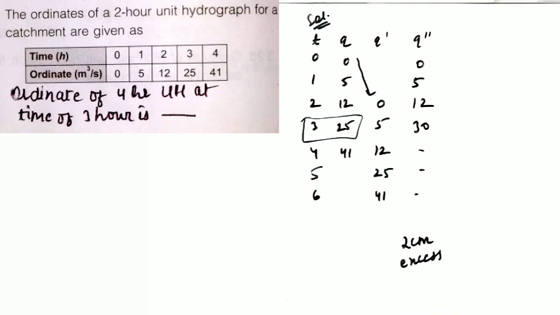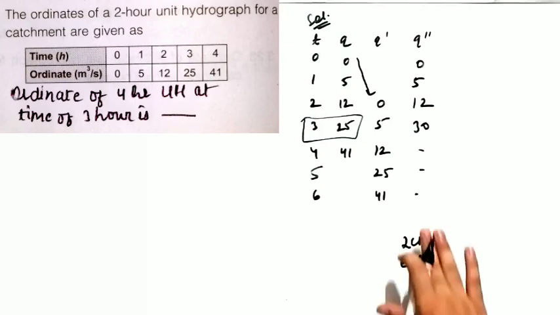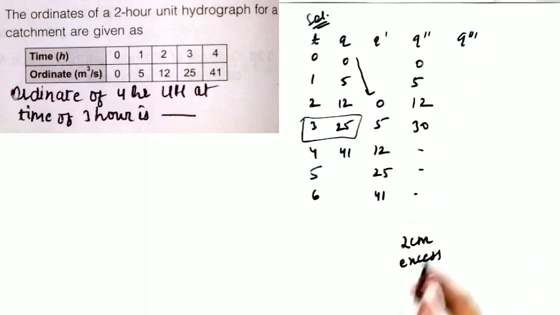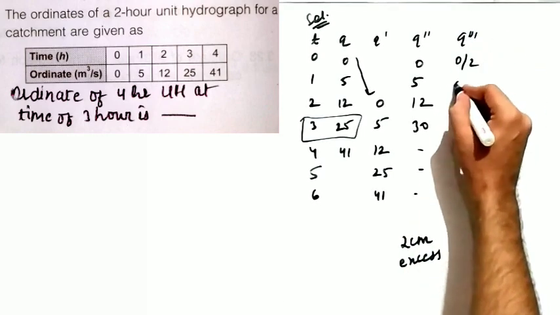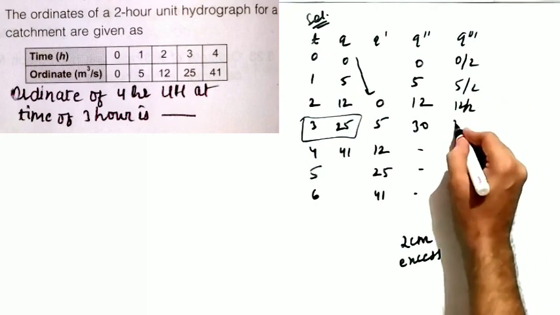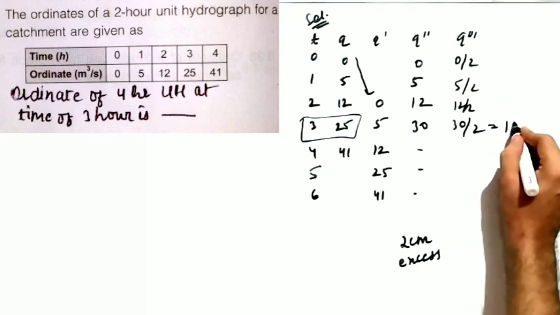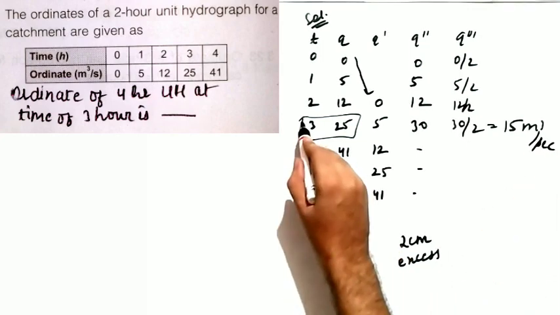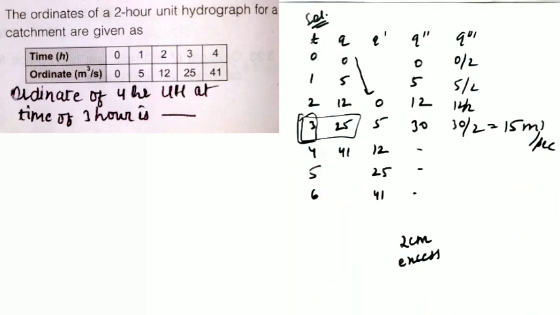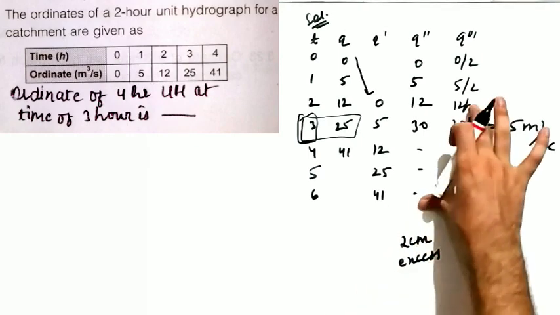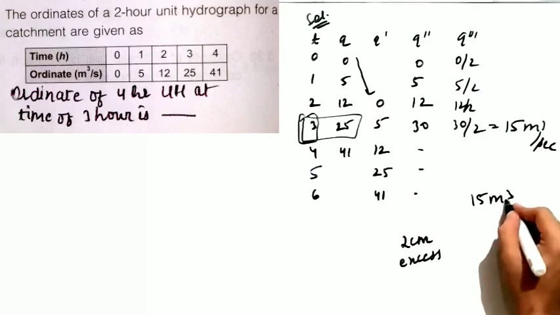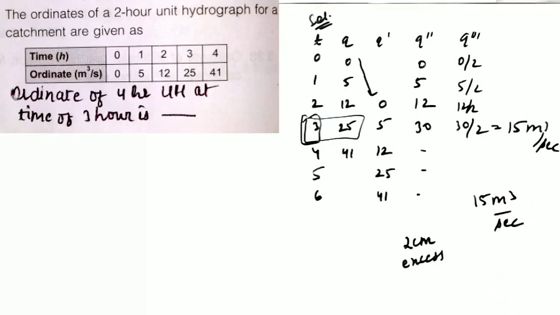But the question is again asking you for a 4-hour unit hydrograph. So you will have to convert it into a unit hydrograph by dividing it by a factor of 2. So it will be 0 by 2, it will be 5 by 2, it will be 12 by 2, it will be 30 by 2, and it will be equal to 15 meter cube per second. Since you are concerned with t equal to 3 hours, I solved for this. I did not solve the others. So the answer for this question is 15 meter cube per second.